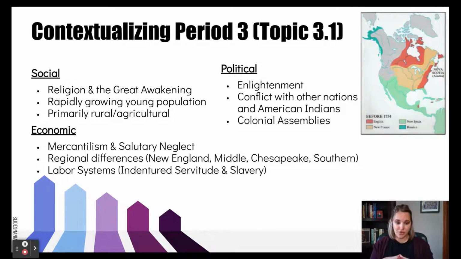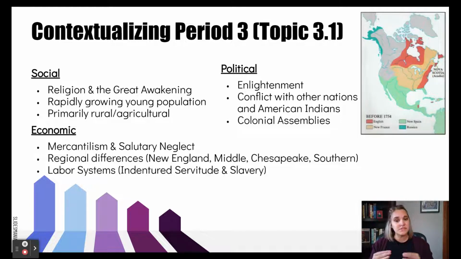Politically, the Enlightenment is a major factor. So the ideas of natural rights, social contract or compact, the idea that the government should be replaced if it is not protecting the natural rights, those are all ideas that fuel the Revolutionary War. Also at this time, there's lots of boundary issues. We're having conflict over boundaries with other nations. And then our colonial assemblies are really important in the revolutionary movement, as they are the ones that end up forming the congresses that run the country during the Revolutionary War.